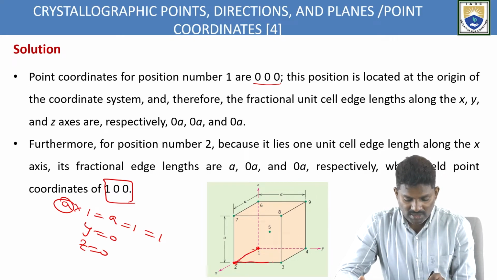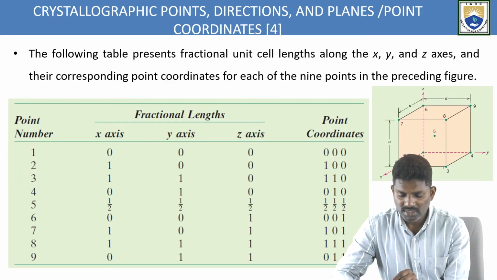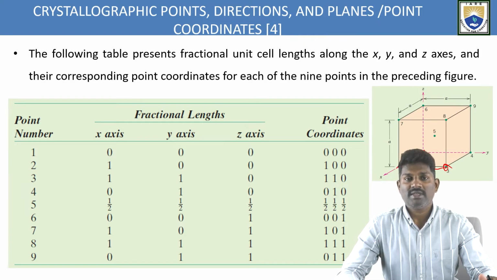Slowly, if you move to the third position, what is happening here? At position 3, along the x direction, you have 1. Along y it is 1 again. There is no distance along z. That's why it is 1, 1, 0. So this is how you have to bring out a table so that it will give a clear idea.